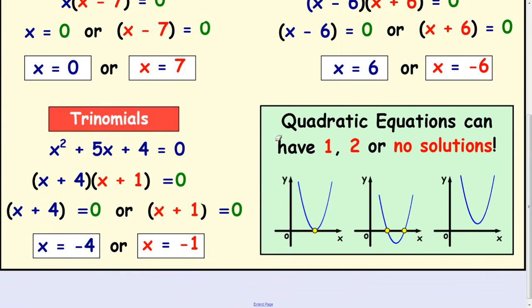Now, quadratic equations don't need to always have two solutions. They can have no solutions. Again, you look at that later on. They don't touch the x-axis at all. They can have two solutions, like all of these ones. Sometimes they've just got one solution. So you put it into double brackets and you get two of the same answer, like x plus 4 and x plus 4. There would only be one solution, which would be negative 4.